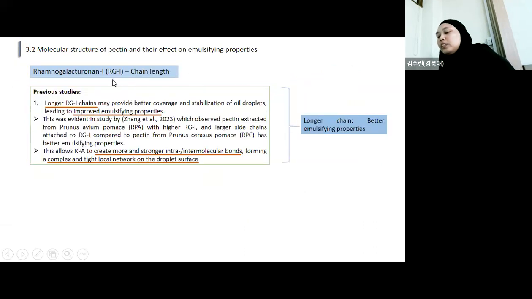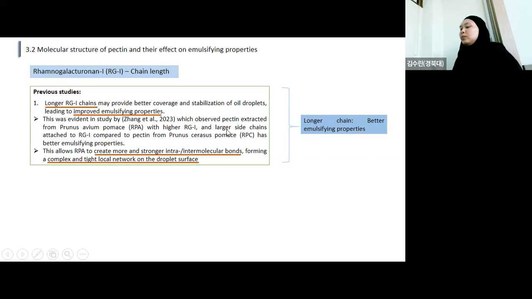And then the first one, chain length. So from a few studies, it has been noted that longer RG chains provide better coverage and stabilization of oil droplets. So this leads to the improved emulsifying properties of pectin. This statement is supported by this study from Zhang et al. So in this study, they observed that pectin from pomace has a longer chain of RG1.